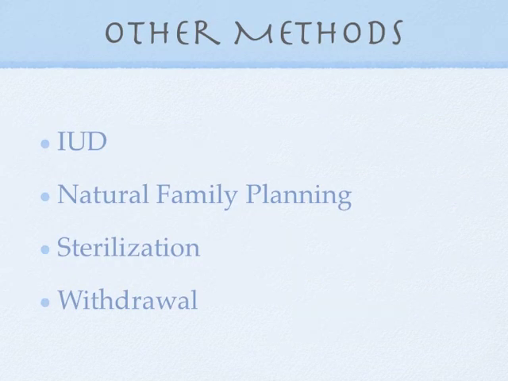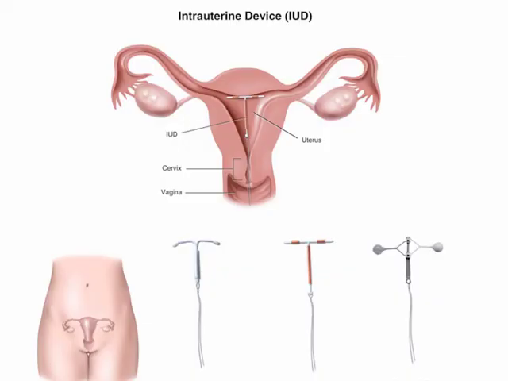And there's other methods, the IUD and natural family planning, sterilization, withdrawal methods. The IUD is a T-shaped device which is inserted into the vagina by a health professional, and it stays in place. It's about 99.8% effective, and it lasts up to 10 years. Some of the side effects are heavier, tougher periods, and side effects similar to the pill if the device contains hormones. Some contain hormones, some don't.